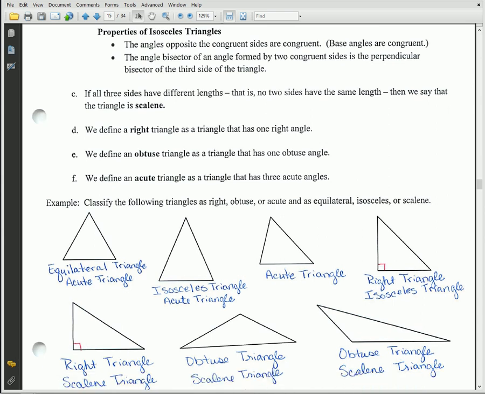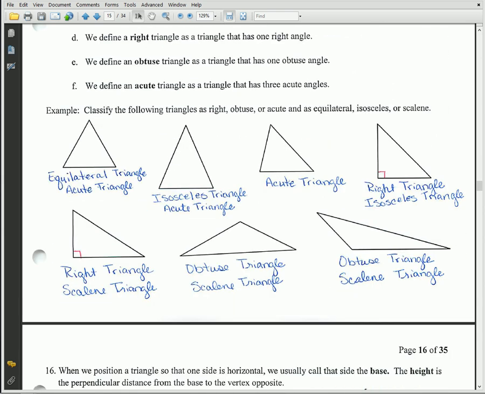So now let's classify each of the following. The first triangle is equilateral, and it is acute. All equilateral triangles are acute triangles. The second one is an isosceles triangle, and it's acute. The third is an acute triangle. It's also a scalene triangle because none of the sides are equal. The third is a right triangle, and it actually is an isosceles right triangle.